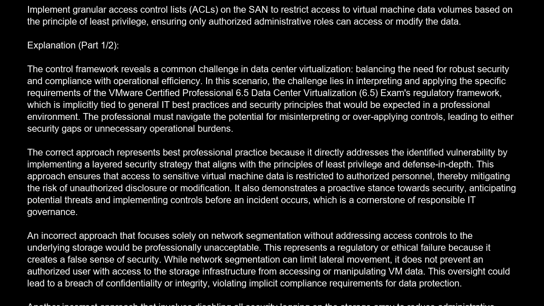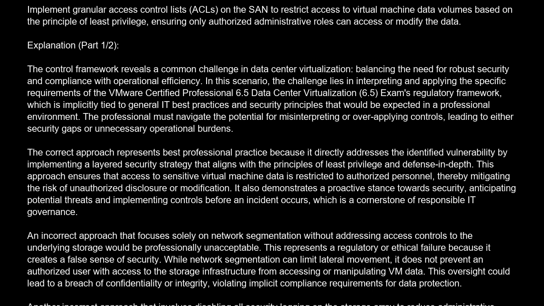The correct approach represents best professional practice because it directly addresses the identified vulnerability by implementing a layered security strategy that aligns with the principles of least privilege and defense in depth. This approach ensures that access to sensitive virtual machine data is restricted to authorized personnel, thereby mitigating the risk of unauthorized disclosure or modification. It also demonstrates a proactive stance towards security, anticipating potential threats and implementing controls before an incident occurs, which is a cornerstone of responsible IT governance.